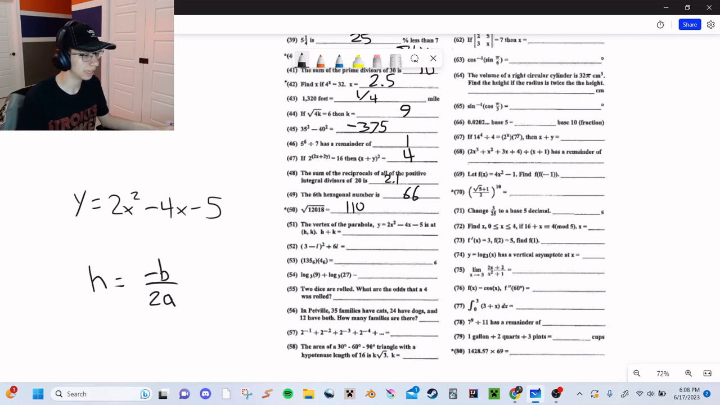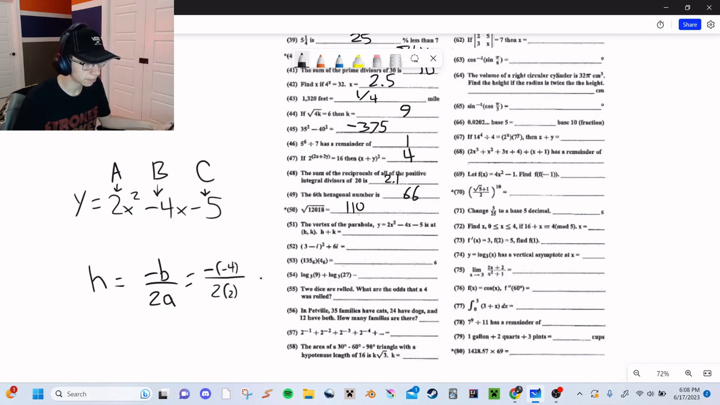So let's try it out. Let's see what we get. So my b is negative 4. My c is negative 5. My a is 2. So negative 4 over 2a. So that's going to be 4 over 4. That's 1.